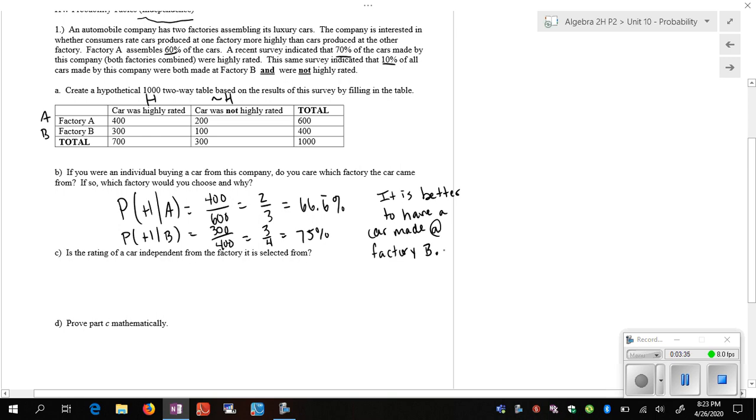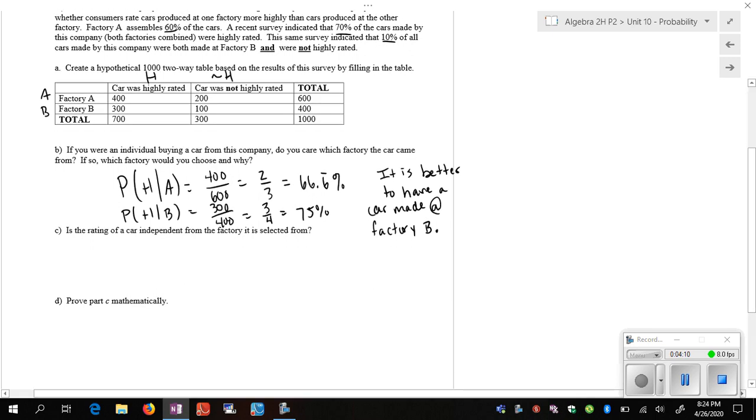So then part C is, is the rating of a car independent from the factory it is selected from? So we have a couple of ways that we can prove this. One we've actually already talked about, which was using the joint probabilities. But we're actually going to focus on this. It's based off your answer to part B. If these events were truly independent, it should not matter which factory it was made at. The fact that you were able to determine what you wanted for part B is what's leading us to say that these are not independent.